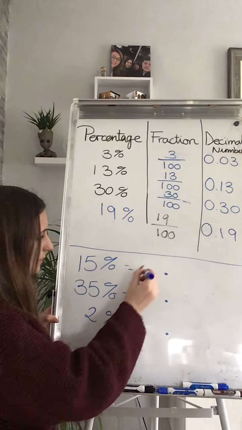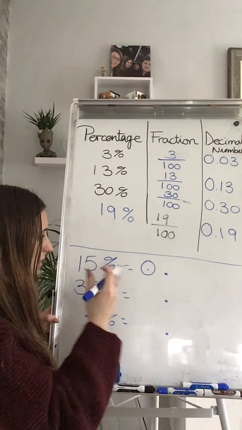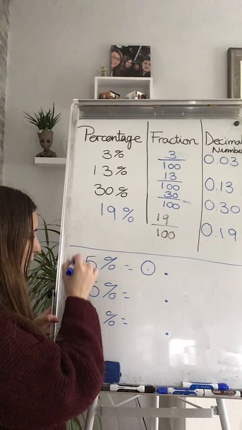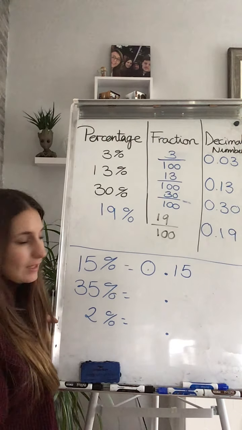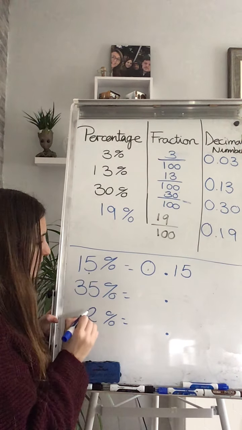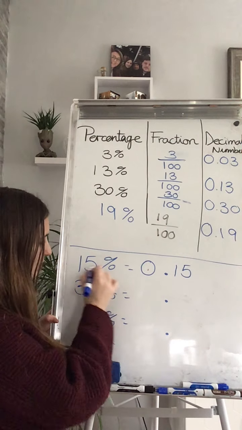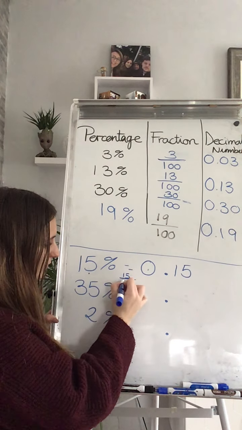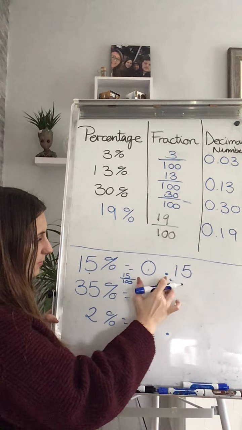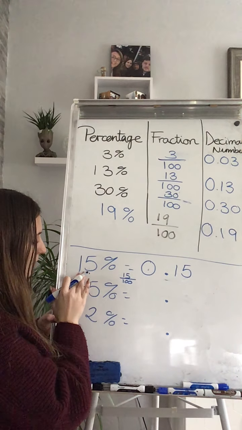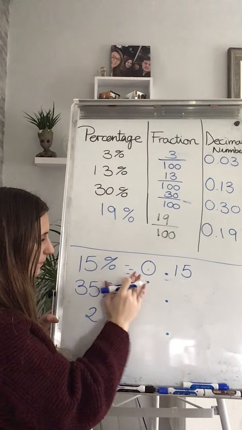So 15%, I haven't got a whole yet, so I have 0 point something. And then from 100, I have 15. Okay? Remember, my ones will be on my hundredths, so that 15% will be 15 hundredths. My ones will be hundredths, and my tens will be tenths.